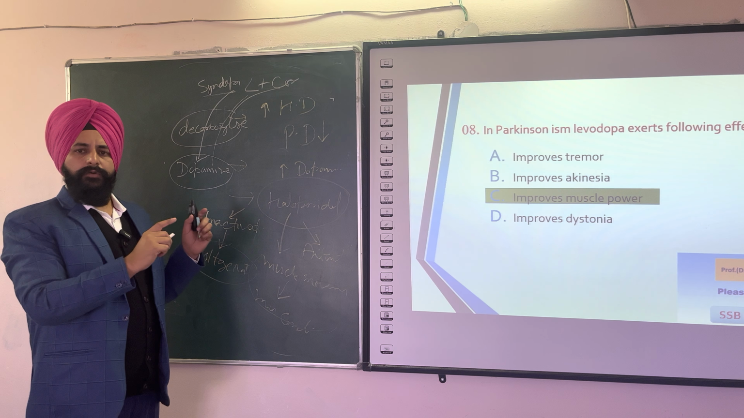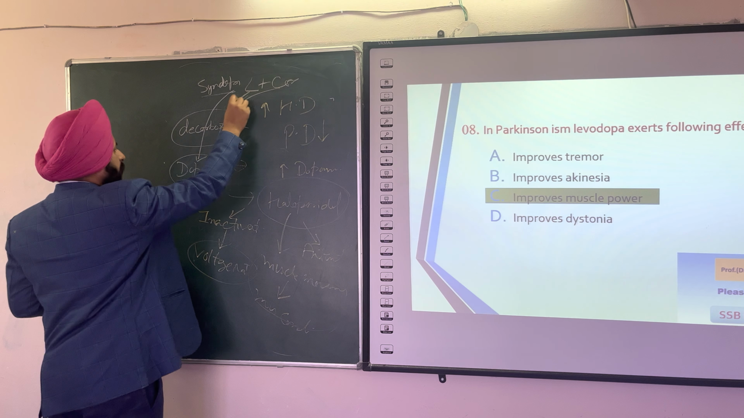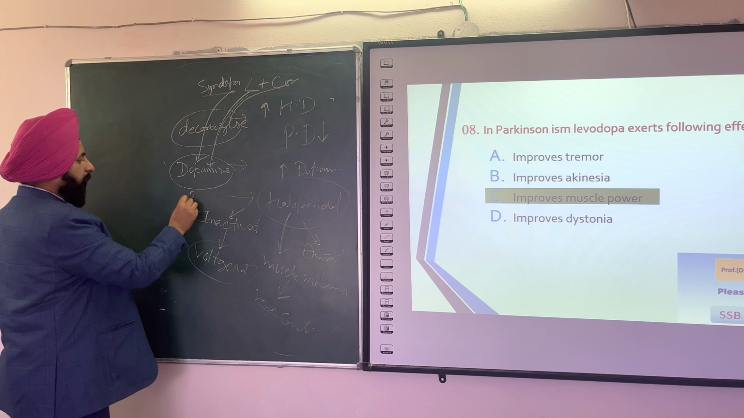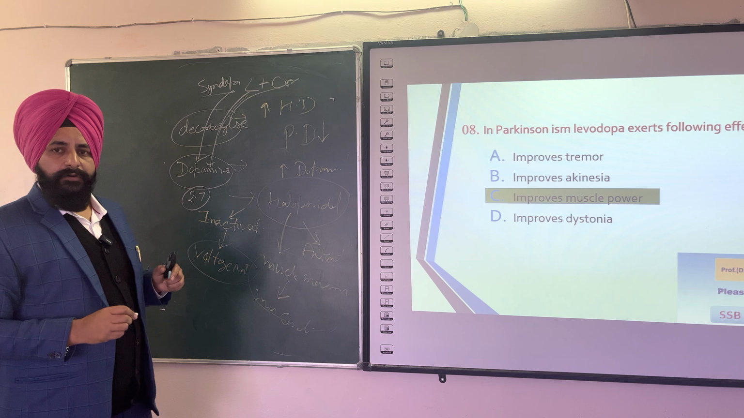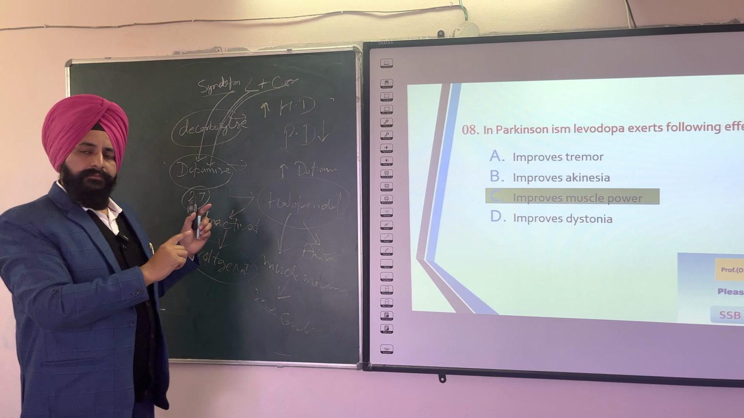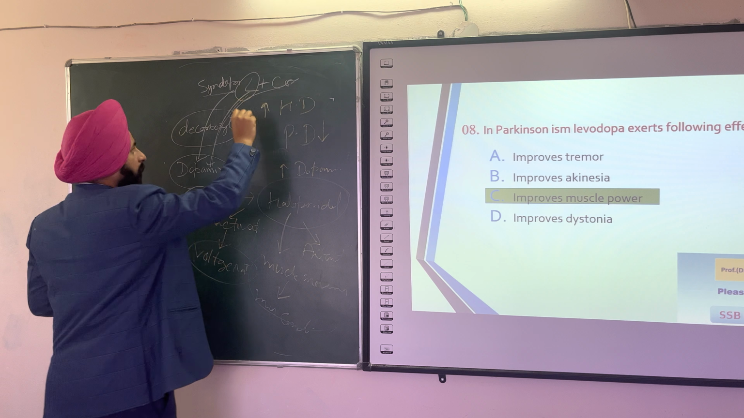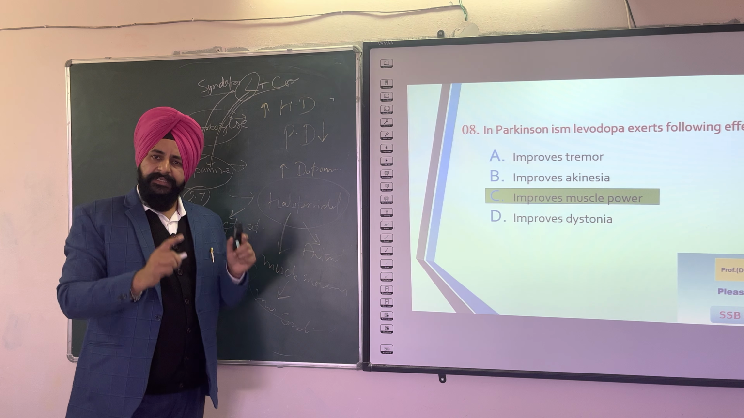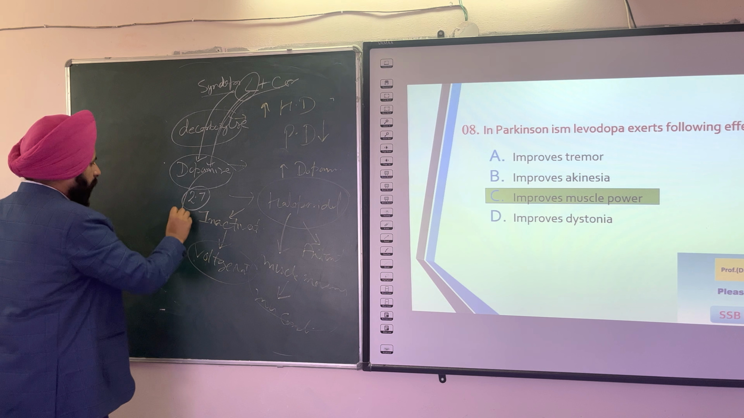Because levodopa is a prodrug which is converted into dopamine, you take levodopa, it is converted into dopamine, and the conversion rate is approximately 2.7% nearly. So this is the amount which is converted into dopamine. And another question can be, which one is a prodrug? Levodopa is a prodrug. Prodrug means inactive drug. So that's why it improves the muscle power.